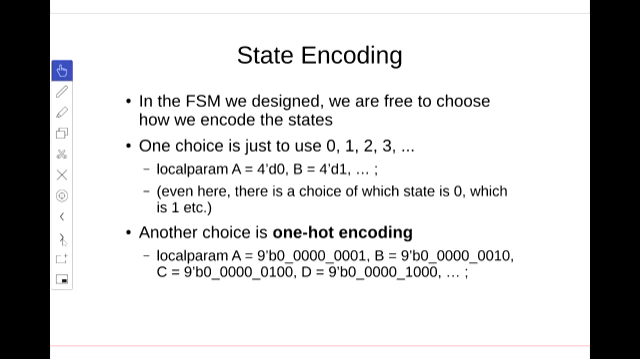And remember, there was one place where we could change our design, and that was how we assigned numbers to states. So one obvious way is just to use 0, 1, 2, which is what I did. Another popular choice is to use what's known as one-hot encoding. One-hot encoding means that I'm going to have a bunch of bits, but only one of them is going to be a 1 and the rest a 0.